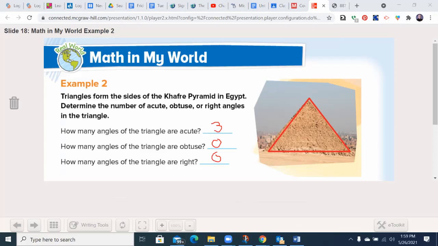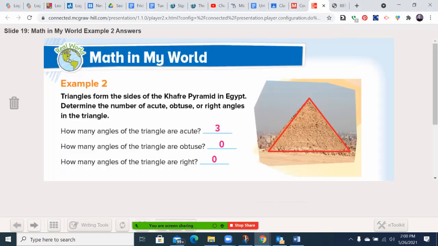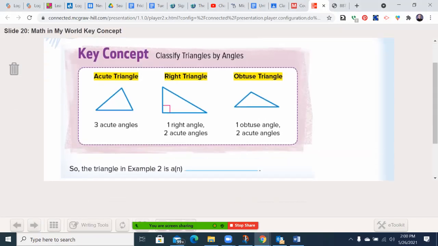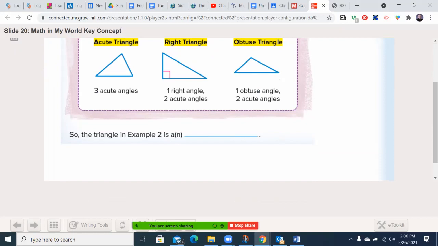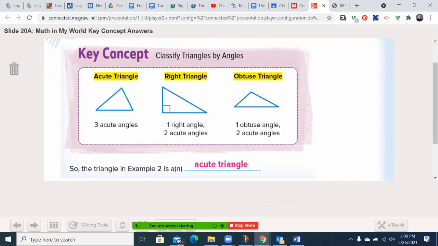And now we're going to be judging it in a moment by the key concept list right there. So I'm going to go ahead and clear the screen. And you can see right here, if it has 3 acute angles, it is an acute triangle. So go ahead and write that in. So now you should be able to differentiate between acute, right, and obtuse, and isosceles, equilateral, and scalene.